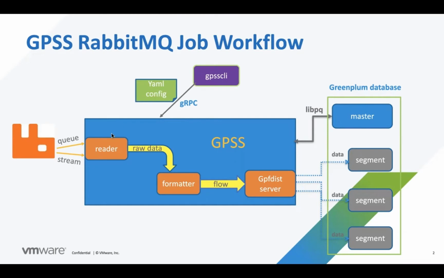The Greenplum Stream Server, as a RabbitMQ consumer, ingests streaming data from a single RabbitMQ queue or stream. Then it handles the raw data in the formatter to add header information. Finally, the formatted flow data will be sent to Greenplum segments by the GPFDIST server using readable external tables. A connection to the Greenplum master is created for running the SQL query to insert or update the data and control the transaction.